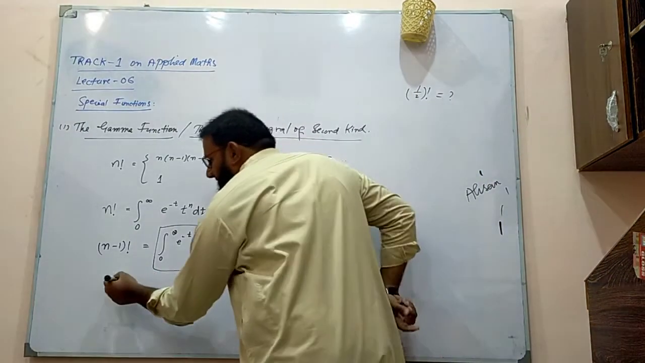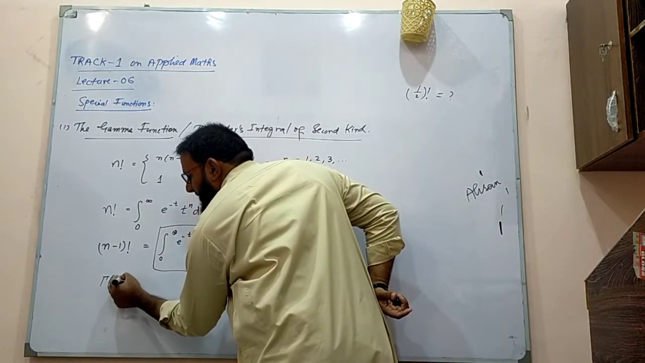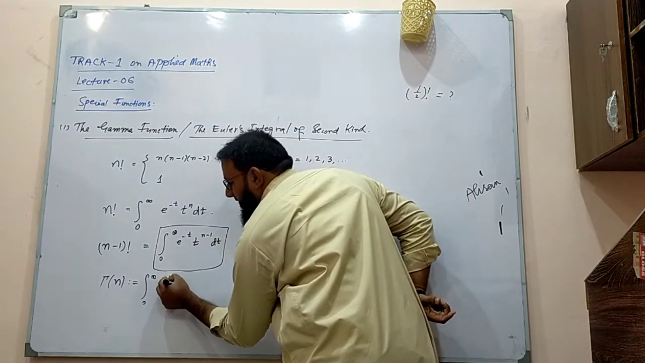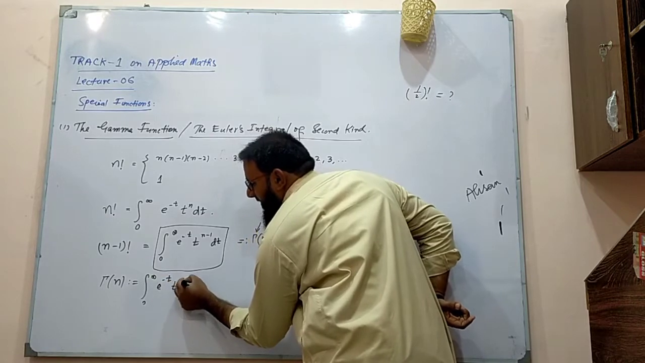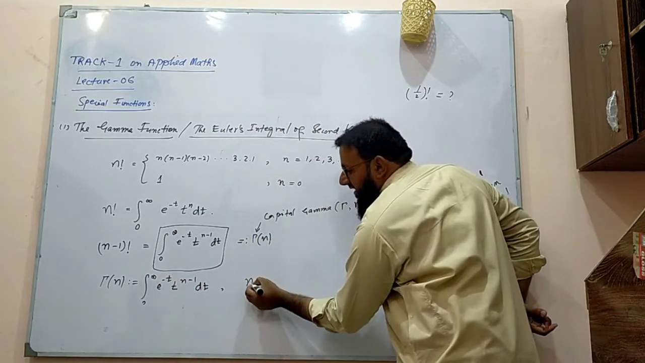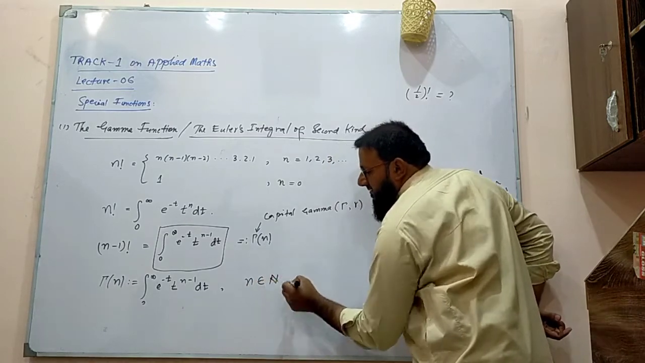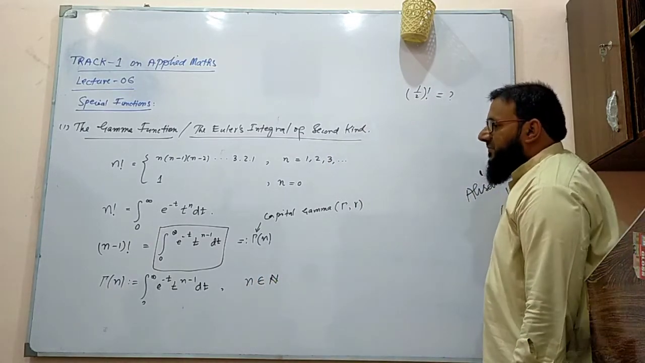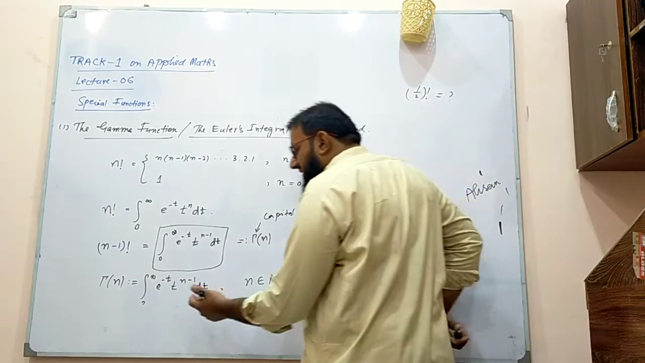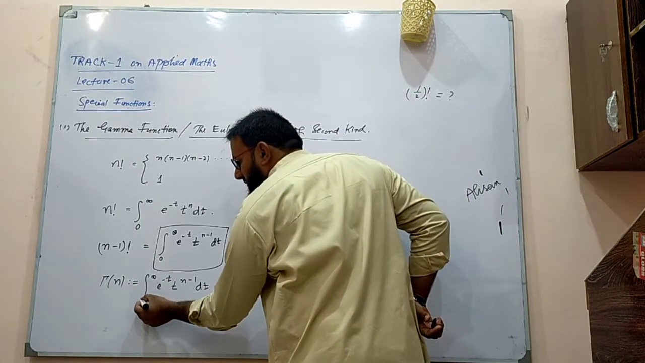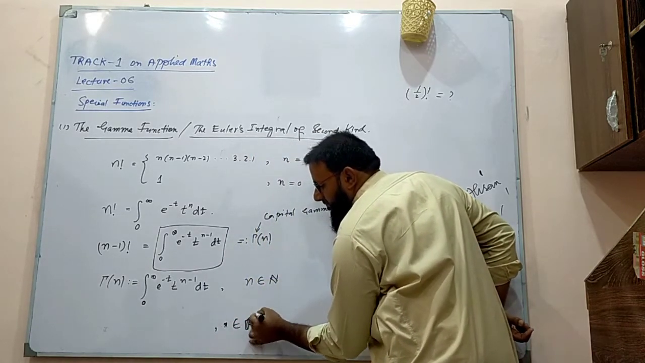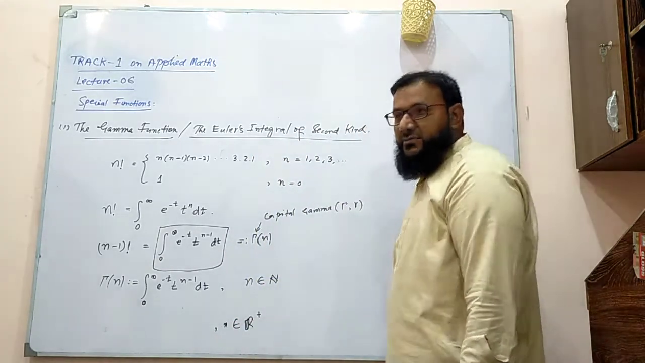So one thing is that gamma function of n is defined as integral 0 to infinity e power minus t and t power n minus 1 dt, and here it is defined for, let's say, natural numbers. But you can also define this particular thing for all the x values. Let's say x belongs to some positive real numbers. You can define gamma function.